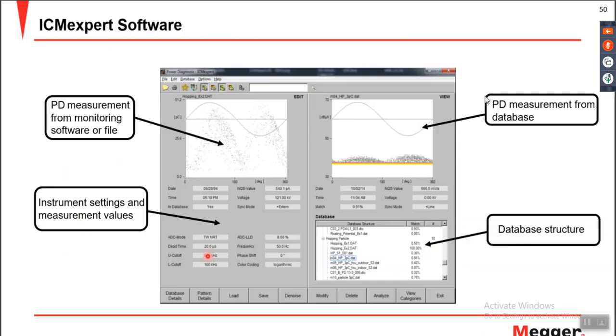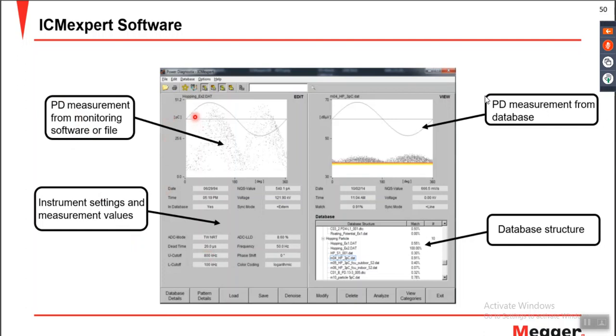Now, after explaining the features of our portable and continuous monitoring system, I am coming to the second last slide of today's presentation, which is the ICM Expert software. As we know, we are not all PD experts, so how can we identify what kind of defect is causing the measured PRPD pattern? We have a software called ICM Expert.